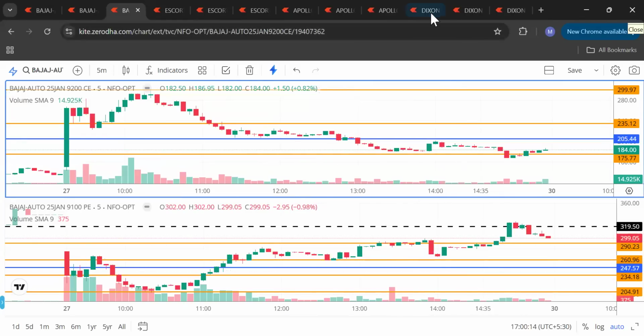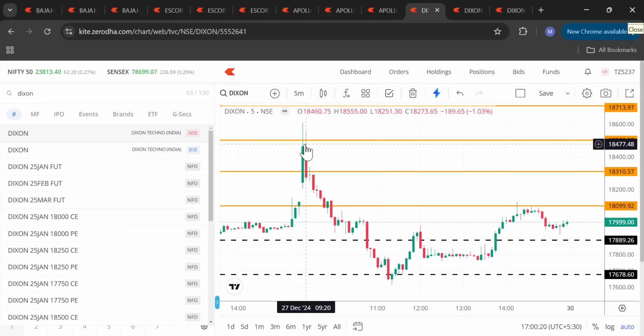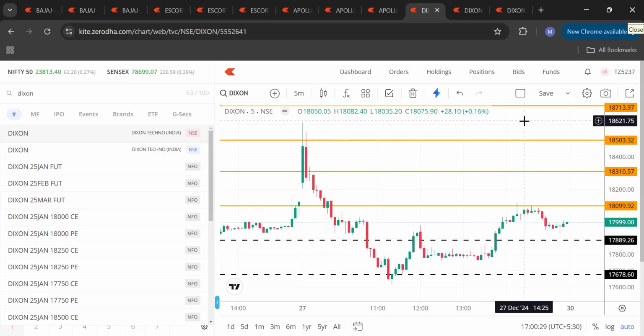Now let's go to Dixon because that's a different case. See, this was the first candle, Dixon. So 26.11: high plus this, high minus this, low plus this, low minus this. So you shall take call near to 18,700. Here the strikes are in terms of 500. So 18,700 call, 18,500 near to it put.